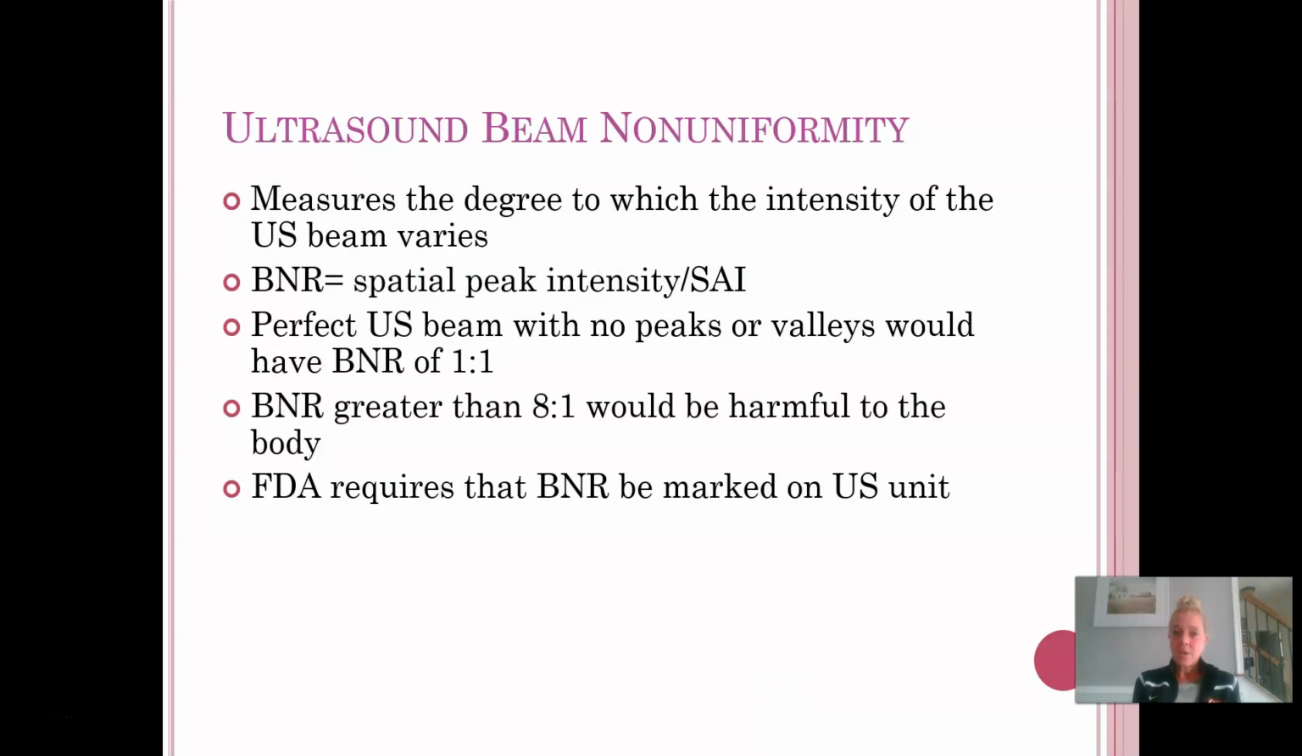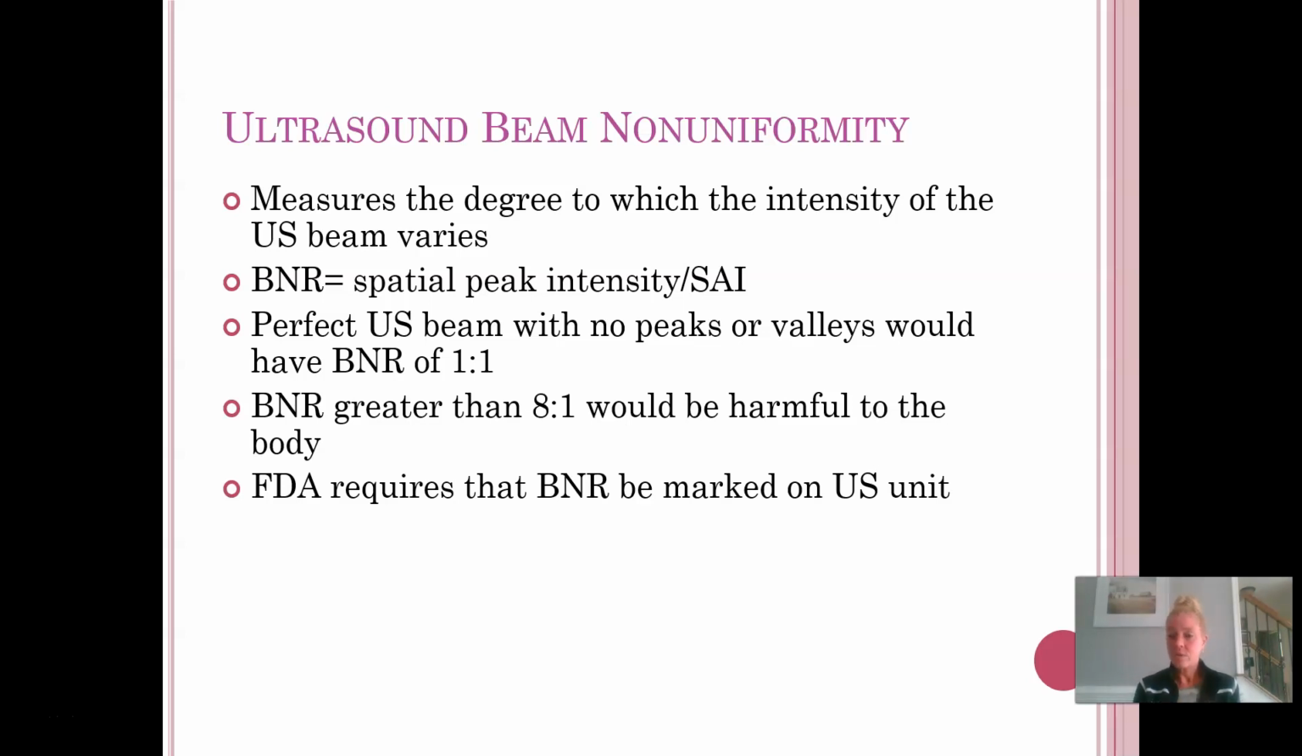So as I mentioned earlier, there is something called beam non-uniformity. It measures the degree to which the ultrasound beam is going to vary. It's the spatial peak intensity divided by the spatial average intensity. Don't worry about that. I'm not going to ask you to do any math problems with that. But I do want you to know that a perfect ultrasound beam with no peaks or valleys would have a BNR of 1:1. That doesn't happen, right?